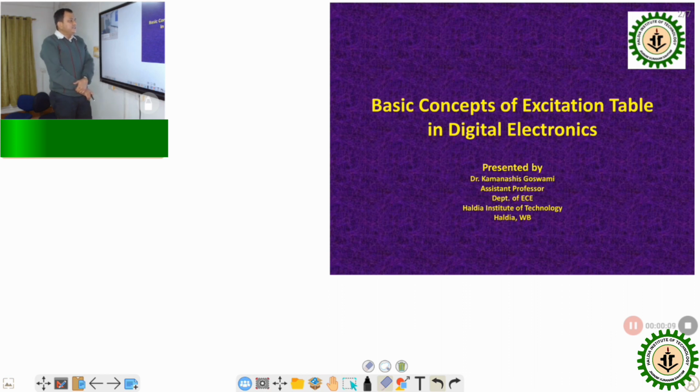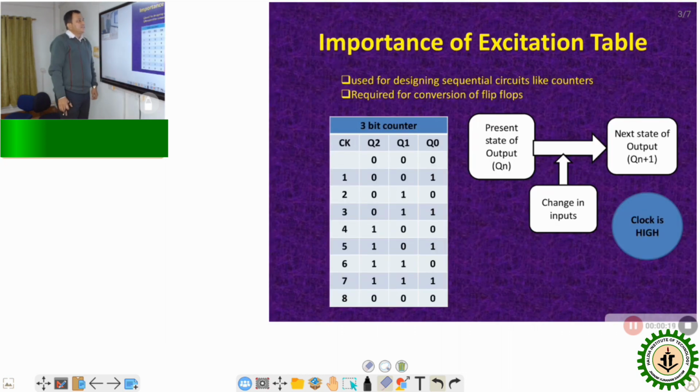Now today in this session we are going to discuss the excitation table in digital electronics. This excitation table is useful while we are designing sequential circuits like counters, or when we go for conversion of flip-flops. In these cases, this excitation table is highly required.